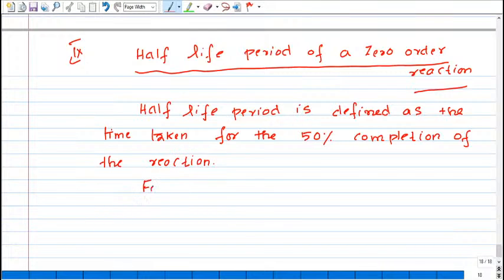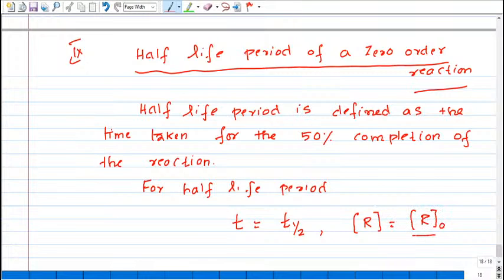There is a condition for half-life period. What is that? For half-life period, the time symbol will be changed. For T we have taken, this will become T half. And also, the value of R will become half of the value, that is R naught by 2. Remember this condition. They may ask these conditions for 1 mark. If there is 100 gram initially, then what will be the half-life reactant? It will become half, that is 50 gram.